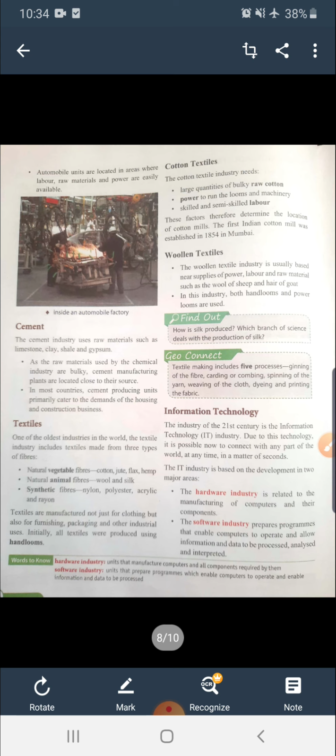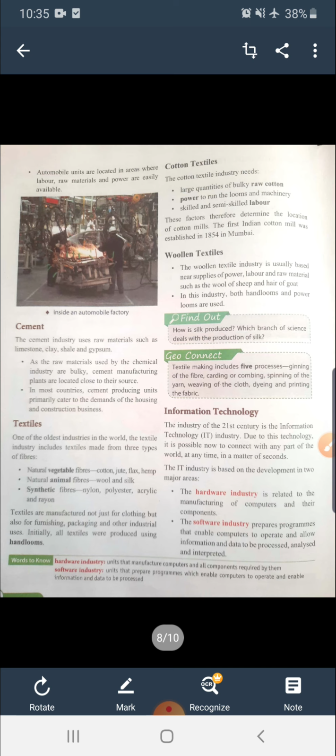All textiles were earlier produced using handlooms. Earlier handlooms were very important, meaning they were moved by hand, but now we have moved towards power looms, meaning we are using machines to create the particular product. We are describing two types of textiles here, that is cotton and woolen. The cotton textile industry needs a large quantity of bulky raw material plus power to run the loom and machinery. Skilled and semi-skilled labor is required.